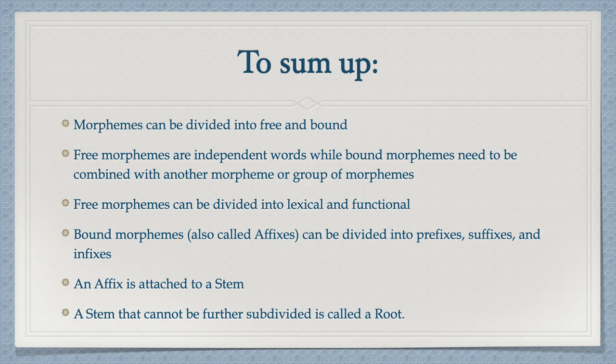Affixes have to be attached to a stem. So the free morpheme, or the combination of morphemes to which an affix is attached, is called a stem. And you try to subdivide stems into their constituent affixes and stems. Finally, you reach a stem that cannot be further subdivided, and such a stem that can stand by itself, which is a free morpheme, which cannot be further subdivided, is called a root. That is the root of that particular word.